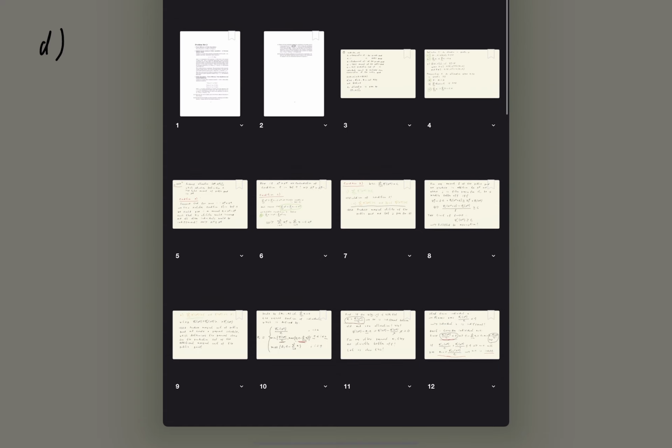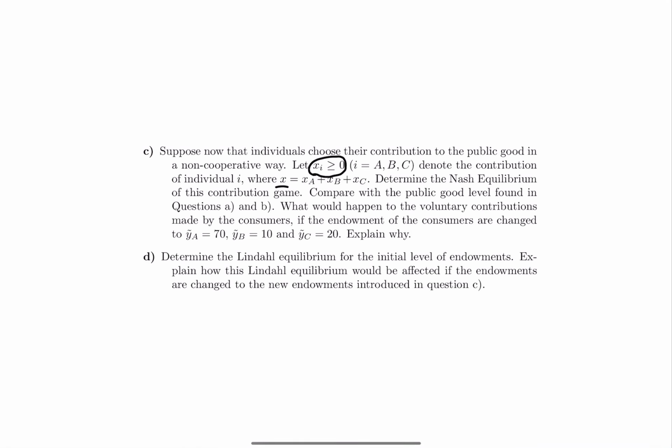Okay, so this brings us to the last sub-exercise, sub-exercise D. Let me go back to the description. Here we are asked to determine the Lindahl equilibrium for the initial level of endowments. Sorry, I forgot one thing. There was one part which I missed out here.